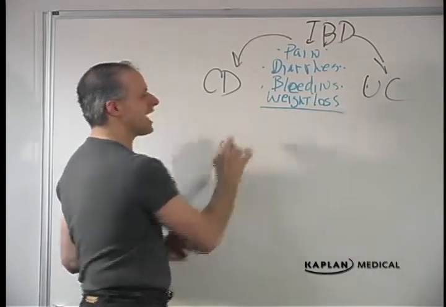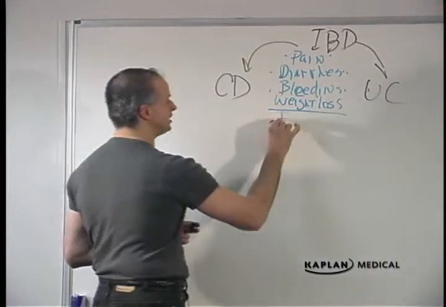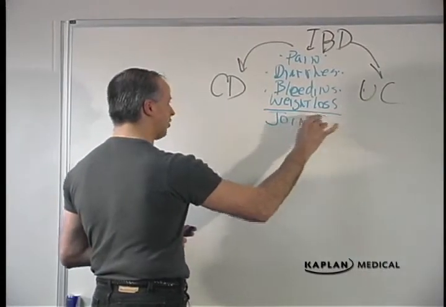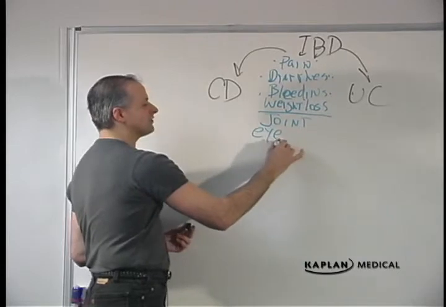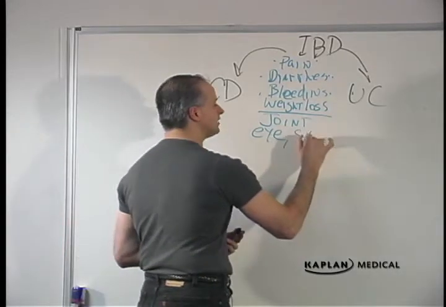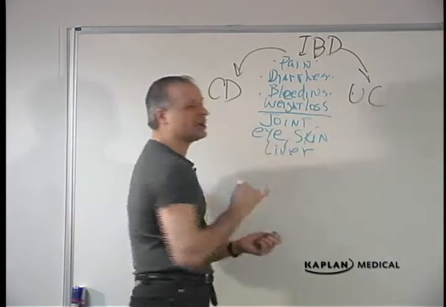What else do they have in common? The extra-intestinal manifestations are identical. They both can give you joint findings, eye findings, skin findings, and liver disease.